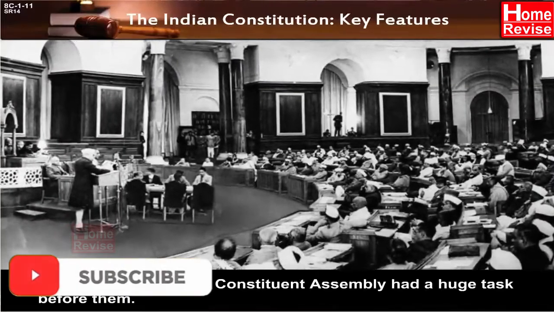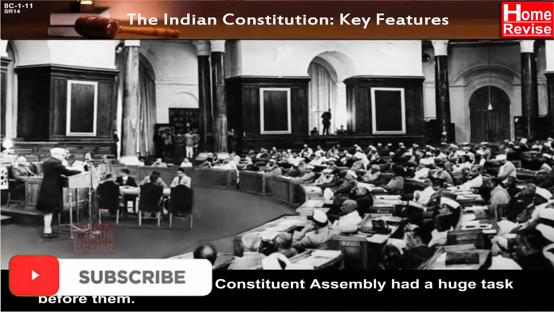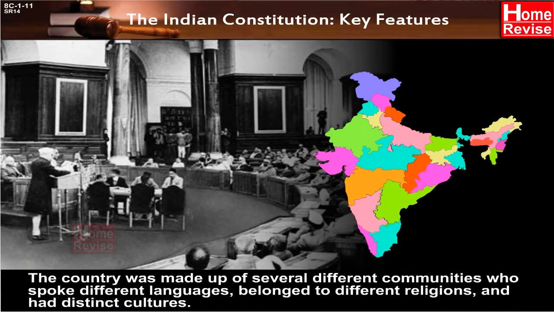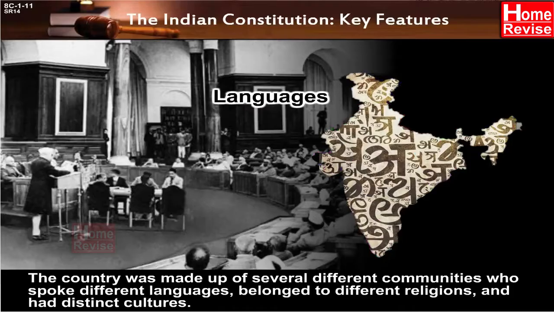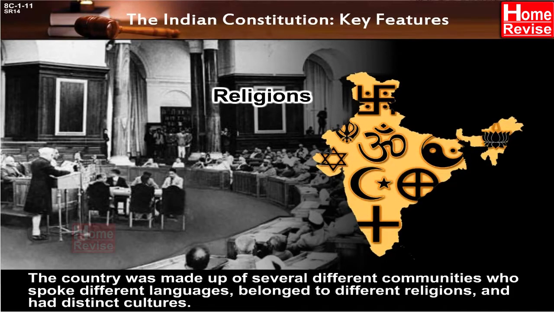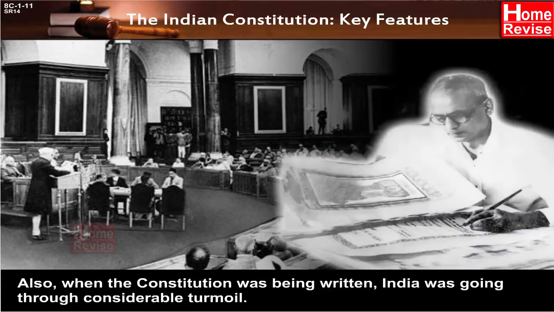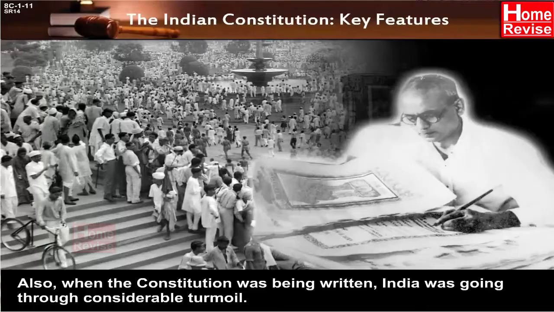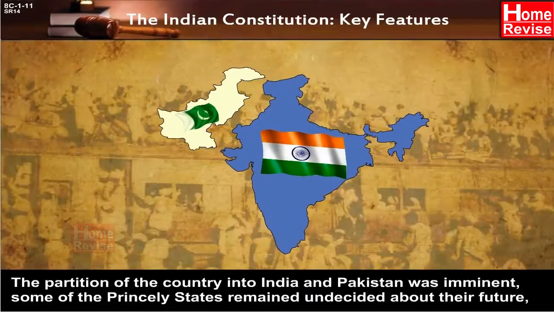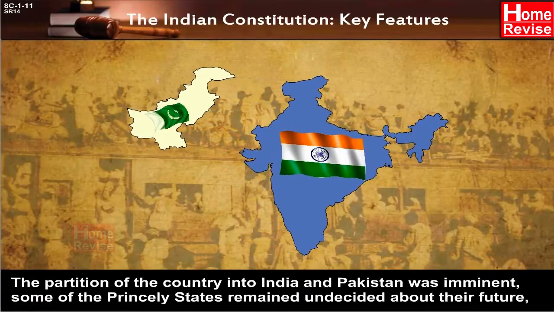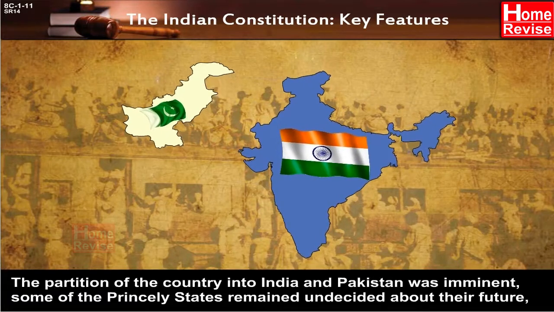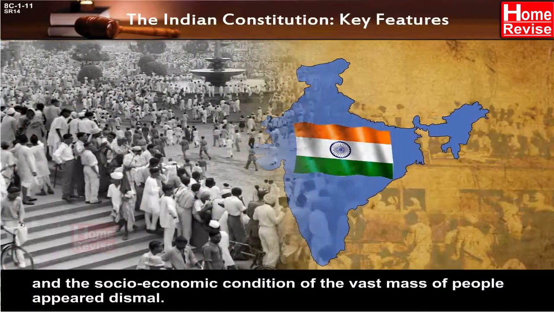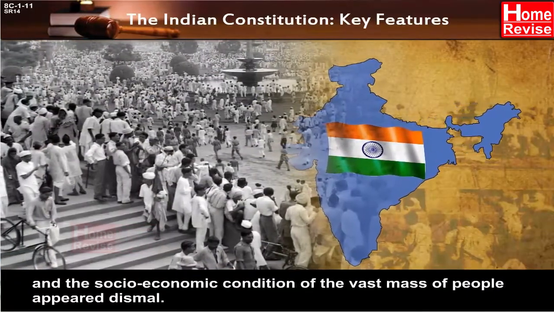These members of the Constituent Assembly had a huge task before them. The country was made up of several different communities who spoke different languages, belonged to different religions, and had distinct cultures. Also, when the constitution was being written, India was going through considerable turmoil. The partition of the country into India and Pakistan was imminent. Some of the princely states remained undecided about their future, and the socio-economic condition of the vast mass of people appeared dismal.